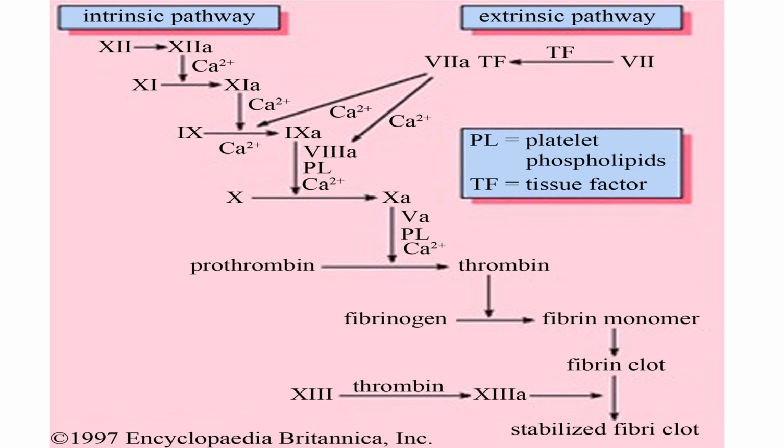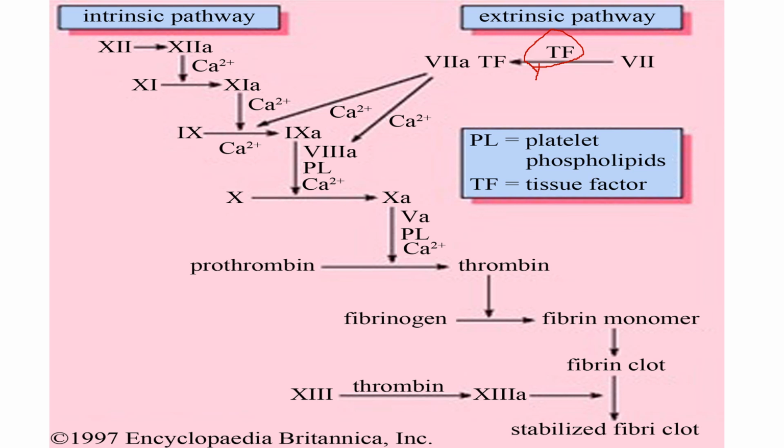So here is the summary of the intrinsic and the extrinsic pathway. As you can see, the intrinsic pathway starts with factor 12, also called the Hageman factor, and the extrinsic pathway starts with factor 7. This is the tissue factor, which is also called thromboplastin.